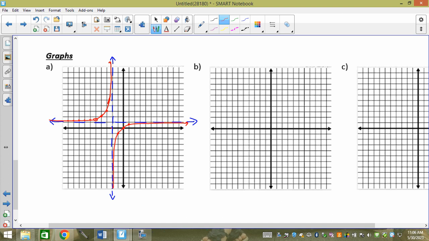You guys are trying B and C. Try B and C. Fill in the chart and do B and C, then we'll do the X and Y intercept.